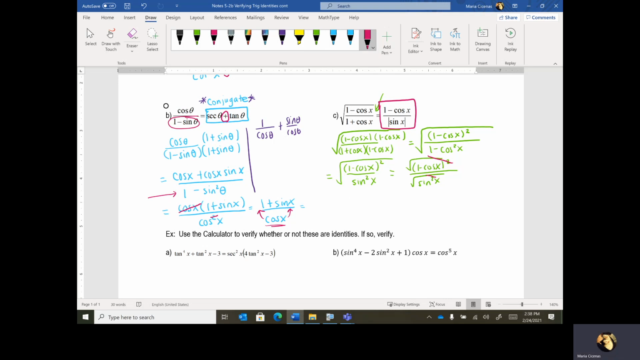So the squares cancel. I have 1 minus cosine x over sine of x. So that's basically the answer.